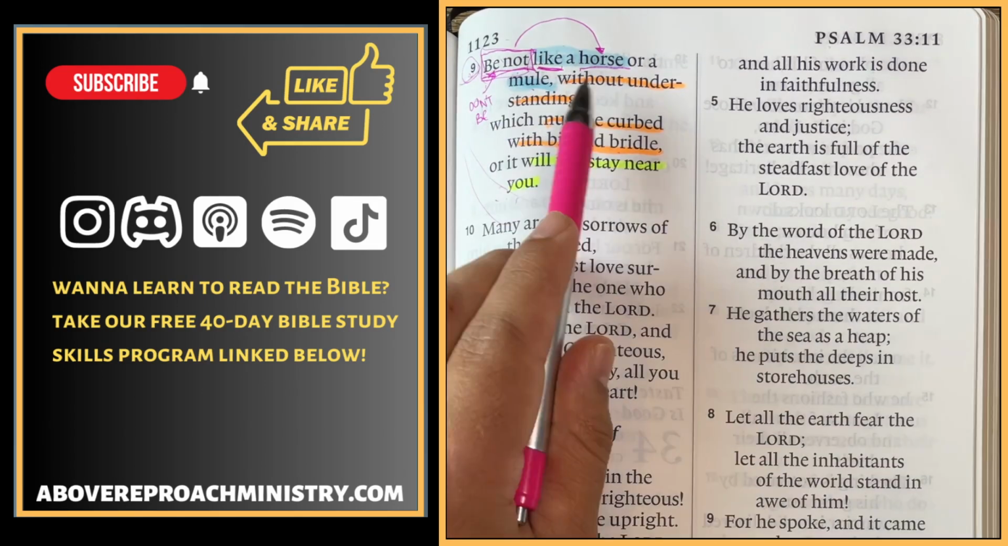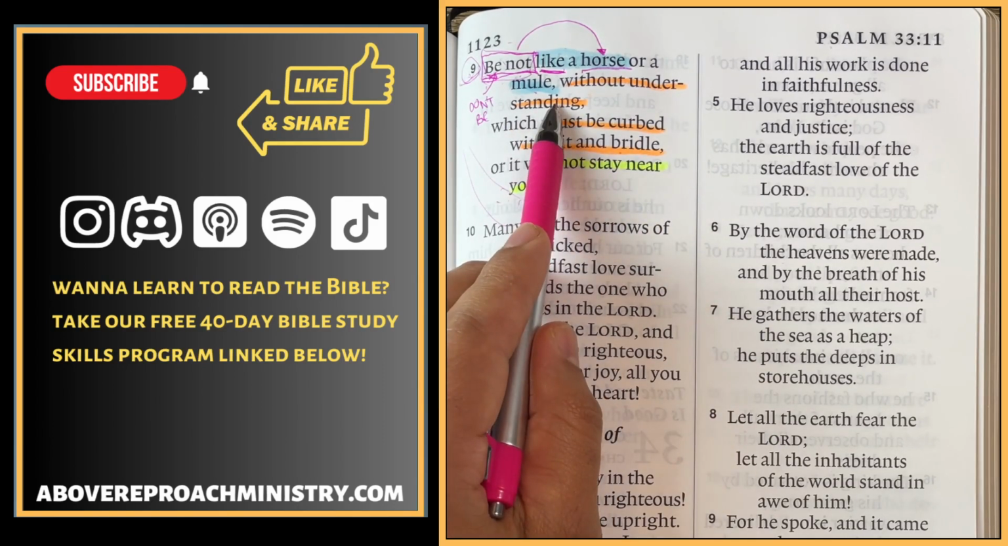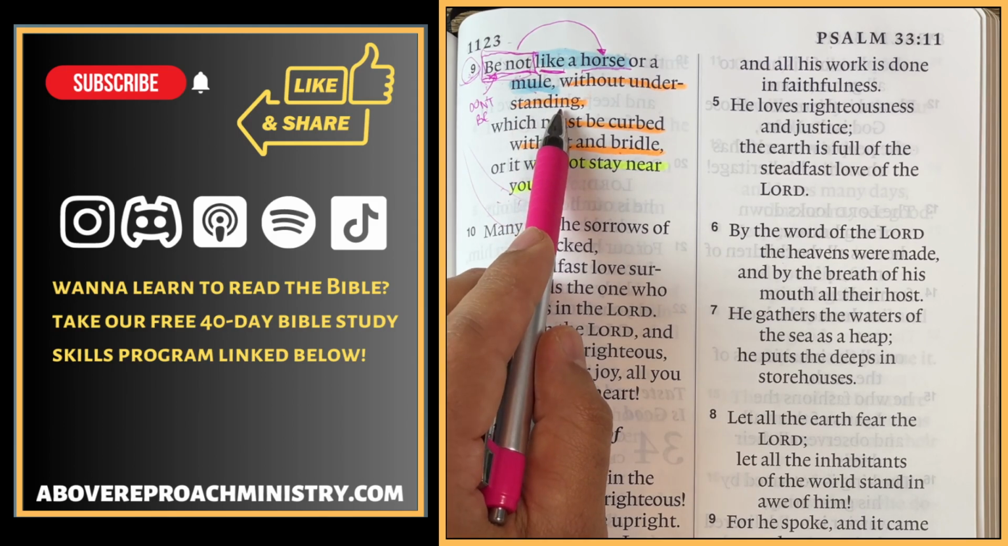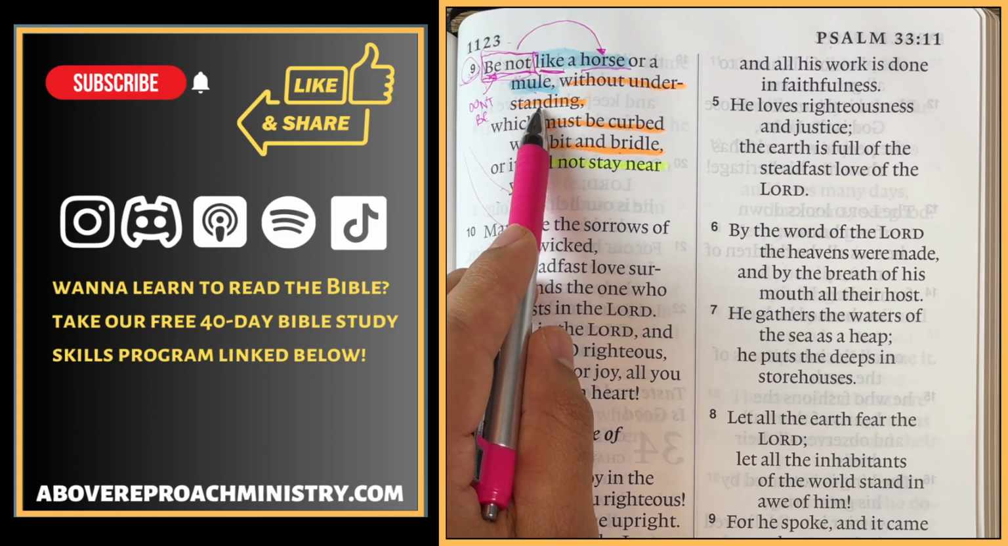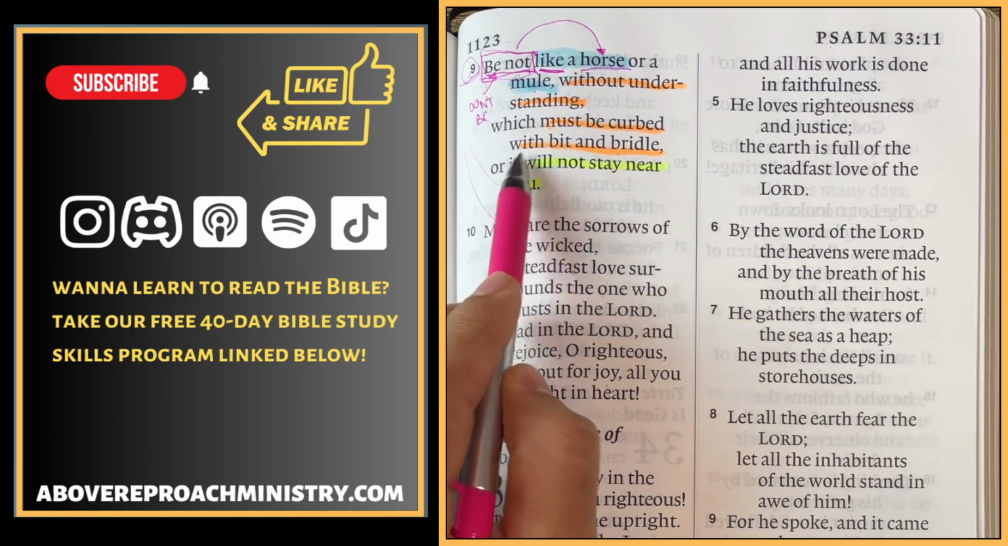Well, a horse or mule lacks or is without understanding. The word understanding notes the reasoning behind the data or the information, right? The way you would make sense of how to apply knowledge in a way that is wisdom, right? Or a horse or mule, it has to be curbed with bit or bridle.